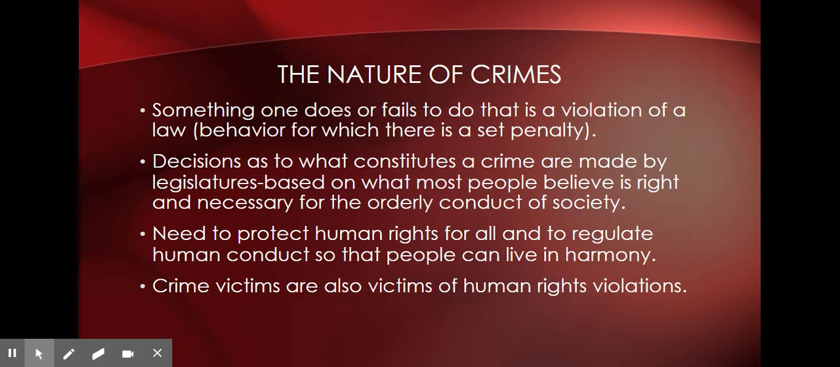Now, along with the discussion of this nature of crime, and I'll be honest with you, on the next screen, you don't have to copy anything down. Okay, you don't have to copy anything down on the next screen.